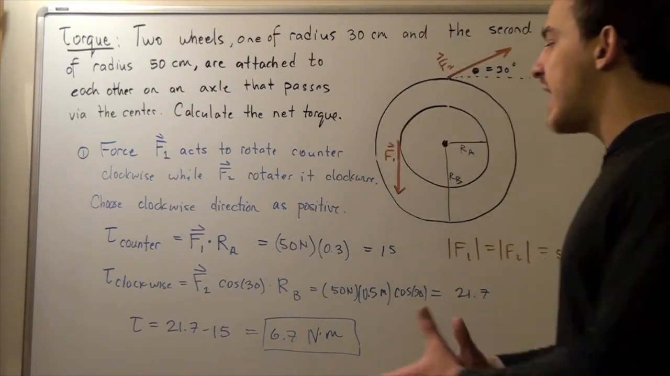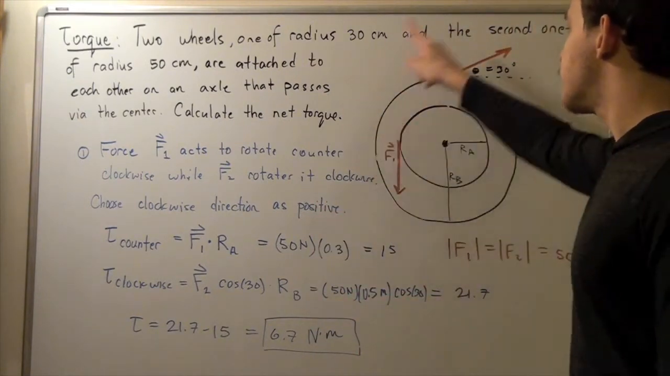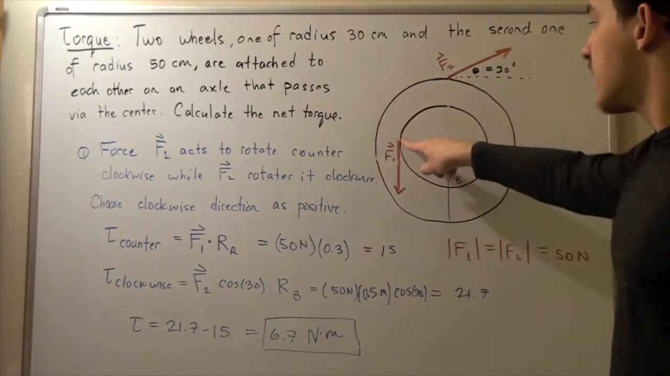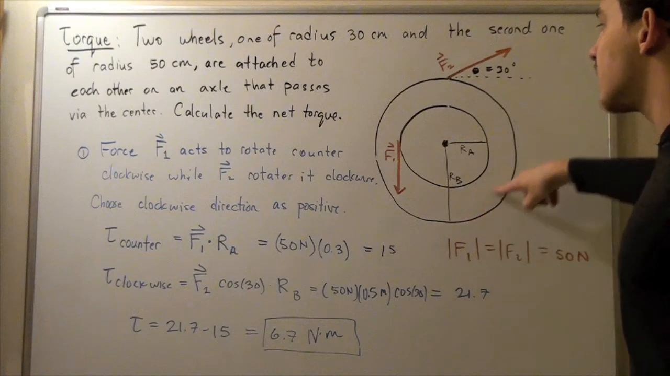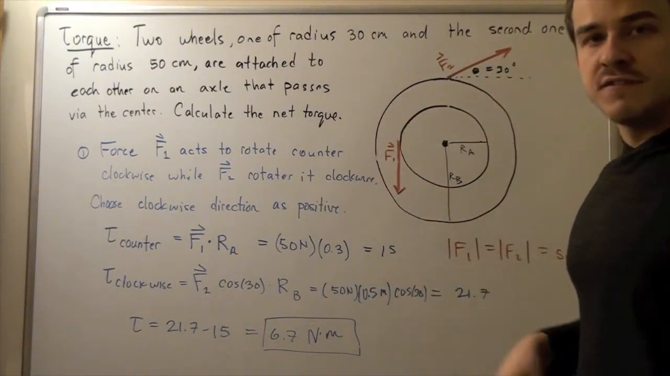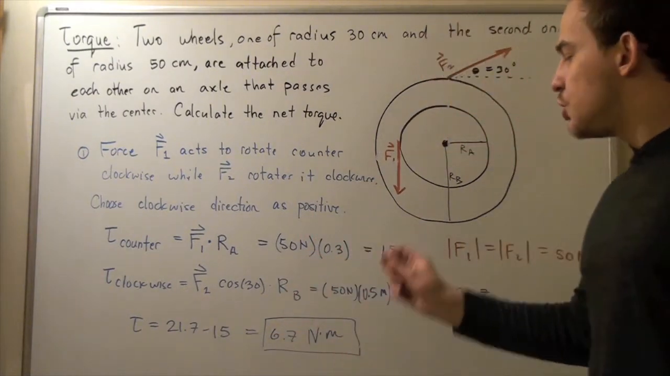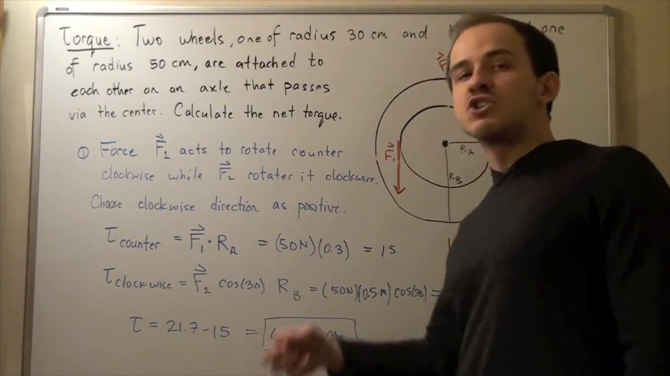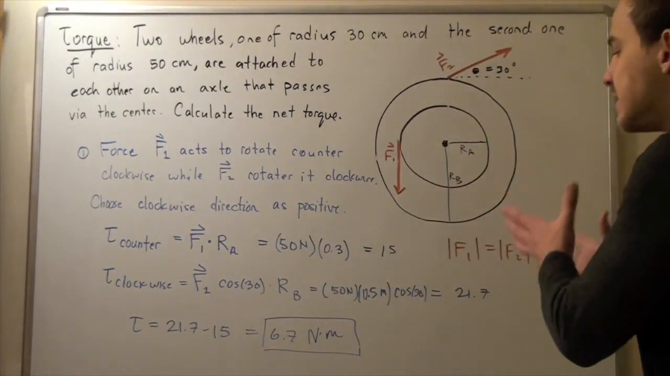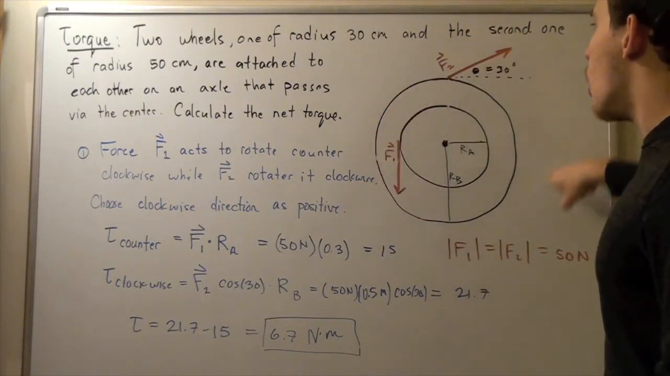Now we have to add the two up. Since this is the clockwise direction, this comes first. So 21.7 minus this one, because this is counterclockwise and we chose it to be negative. So 21.7 minus 15 gives us approximately 6.7 newton-meters. This is our net torque that's acting to accelerate our system, so our system will rotate in the clockwise direction, going this way.